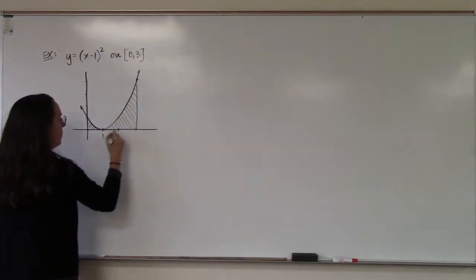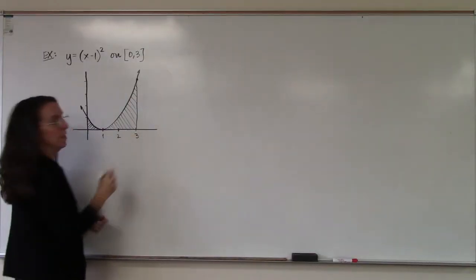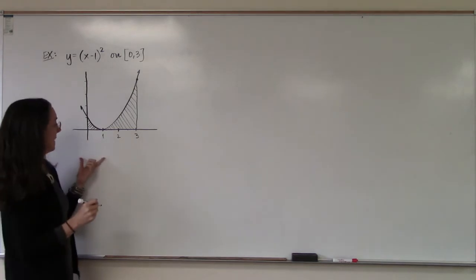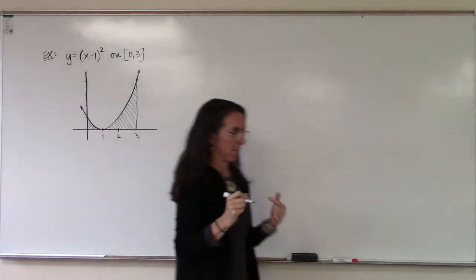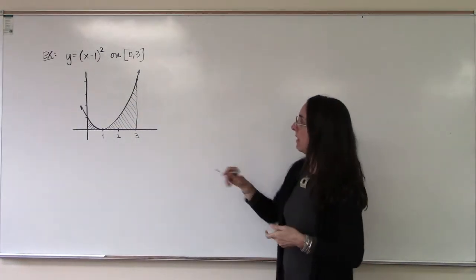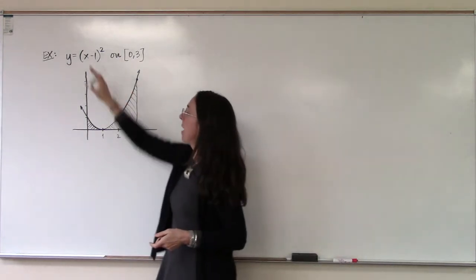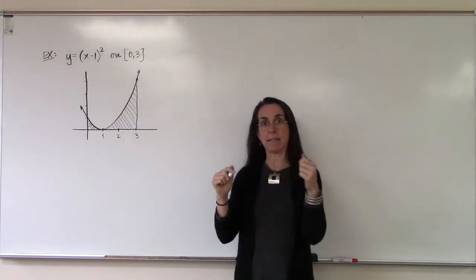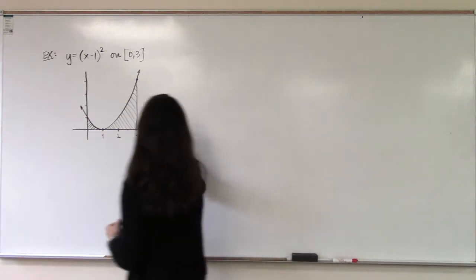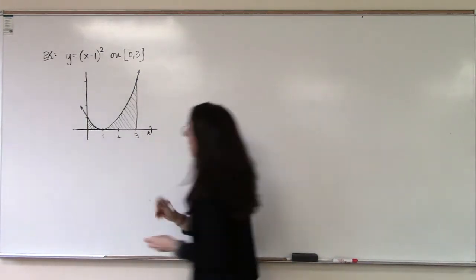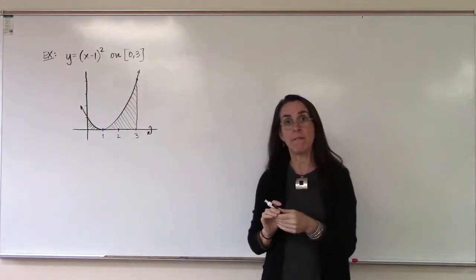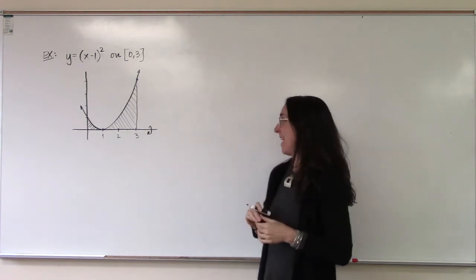So on the interval from 0 to 3, we're going to take the region bounded above by the parabola and below by the x-axis, and we're going to spin it around the x-axis and find the volume of the solid that we get.